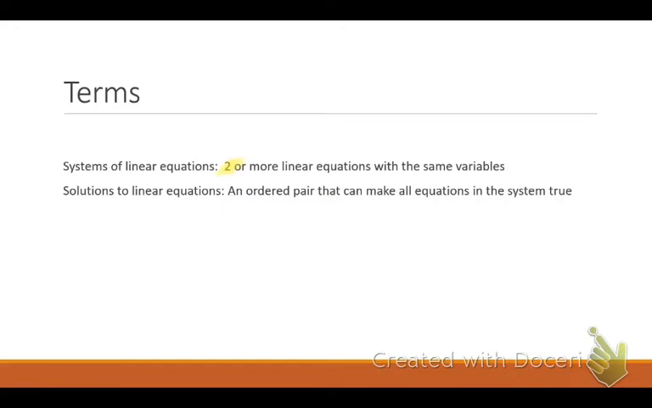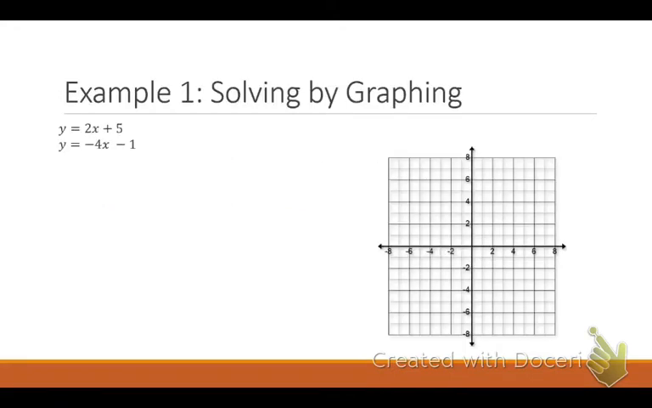The solution to a system of linear equations is an ordered pair that makes all equations, or in this case for pre-algebra, both equations, because we're only going to do two, in the system true. That'll make more sense once we start doing a couple of these. So, example 1. I'm going to solve the system by graphing.